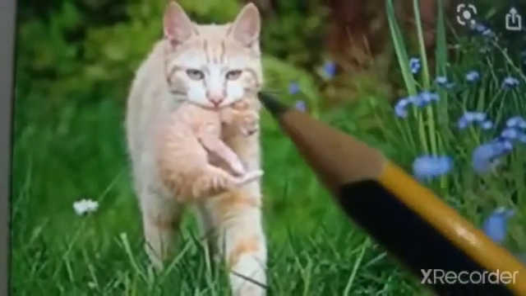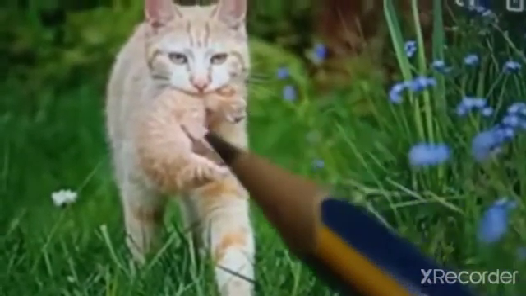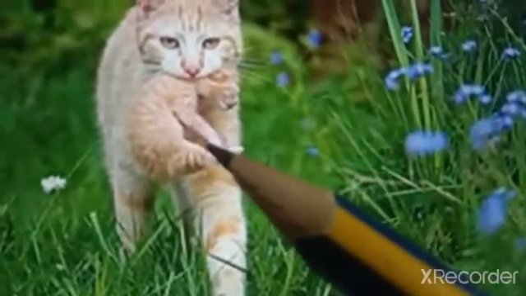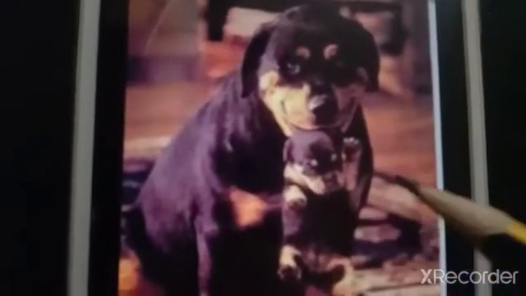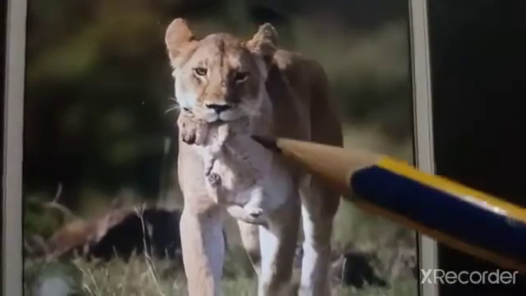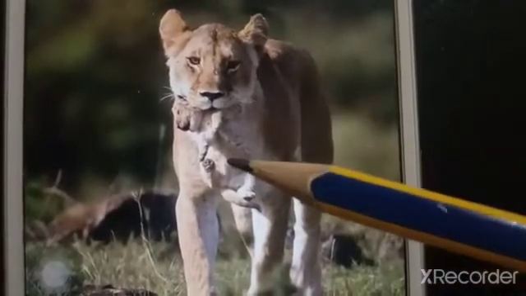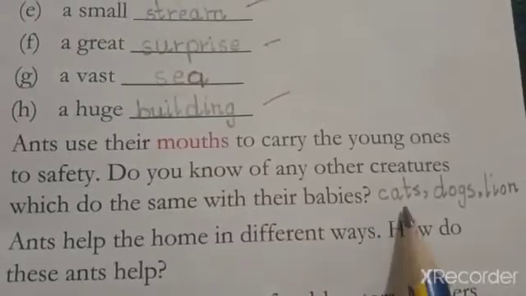Look here in this picture. Cats are also animals which hold or carry their babies in their mouths. This cat is holding its kitten in its mouth. So here you will write cats. Look here in this picture. Dogs are also that kind of creature who carries their baby in their mouth. So here you will write dogs. And here is another picture of an animal who carries its baby in its mouth. So it's a lion who carries its baby in its mouth. Like this you have to do this part.